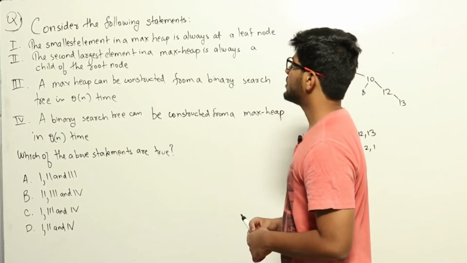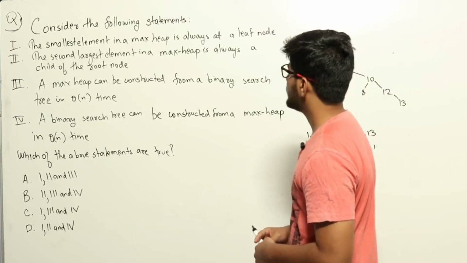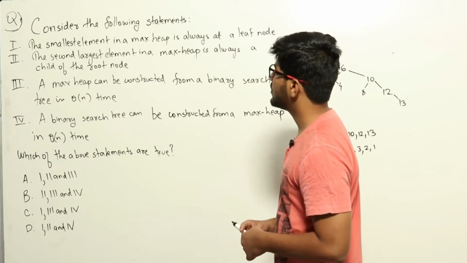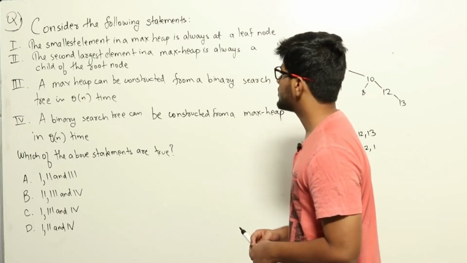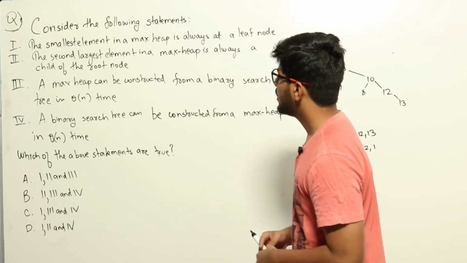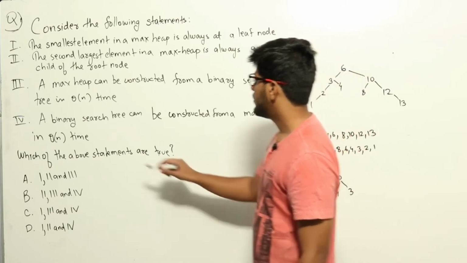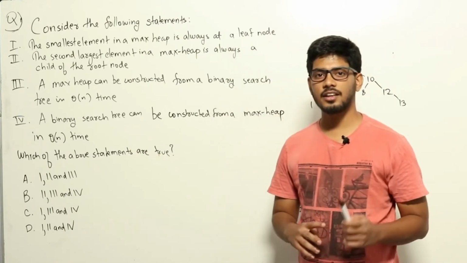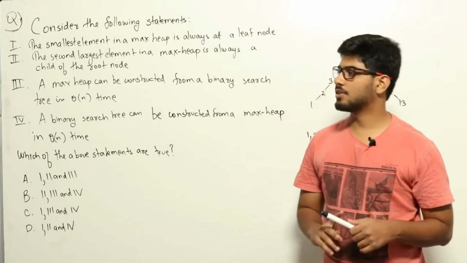Consider the following statements. 1. The smallest element in a max heap is always at a leaf node. 2. The second largest element in a max heap is always a child of the root node. 3. A max heap can be constructed from a binary search tree in theta n time. 4. A binary search tree can be constructed from a max heap in theta n time. Which of the above statements are true? So this is a question from data structures regarding max heaps. So we will go through each of these statements and see which of these are true.